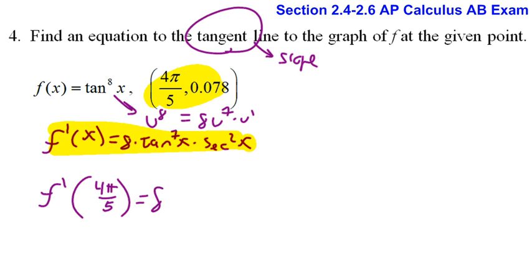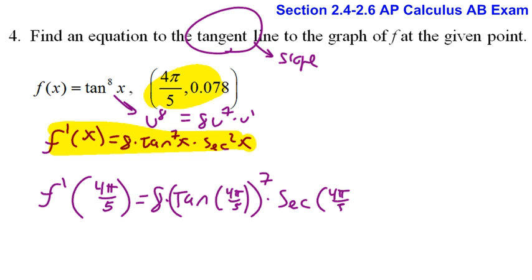So 8 times tangent of 4 pi over 5, and I'm going to raise that whole thing to the power 7, times secant of 4 pi over 5, and I'm going to raise that whole thing and square it.